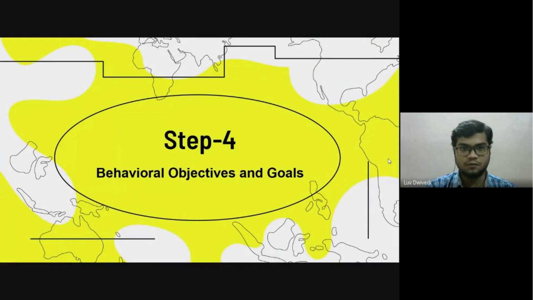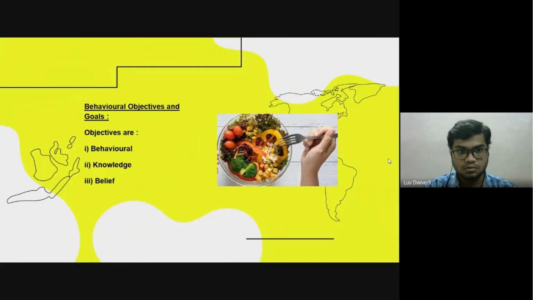Now coming to step 4, that is behavioral objectives and goals. I'll be taking up the objectives. We have classified objectives into three parts according to the McKenzie-Mort criteria. The first is behavioral. Basically, we will try to create awareness among the school-going population in Punjab about obesity and make the students follow the exercise routines and have a healthy diet.